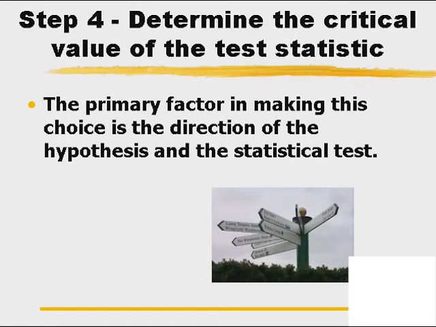Then step number 4 is to determine the critical value of the test statistic. And the primary factor in making this choice, again, like it was in all of the other instances, is the direction of the hypothesis and the statistical test. So in other words, is it a one-tailed test or a two-tailed test?